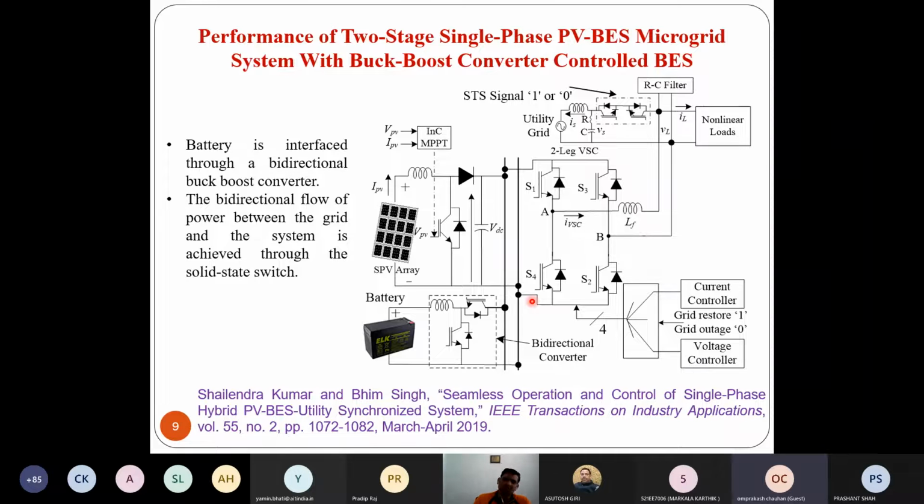Standalone could be possible, grid connected could be possible separately, but switching of mode without these STS will not be possible. You need some solid state switches or some kind of STS there so that you can have switching from grid connected to islanding, as well as the seamless operation you want during the switching.